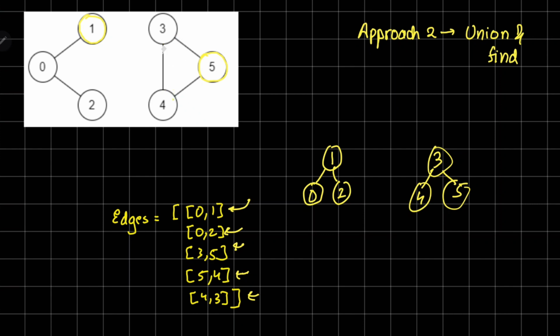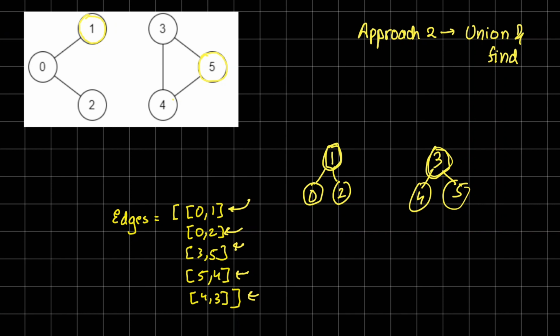Now we can say that 1 is in a different set and 3 is in a different set. So there's no path from 1 to 3, no path from 1 to 5, and no path from 1 to 4. So what we do is, if the source and destination are in the same set, then they are reachable, they have a path between them, and we'll return true. If they're in different sets, then we must return false.